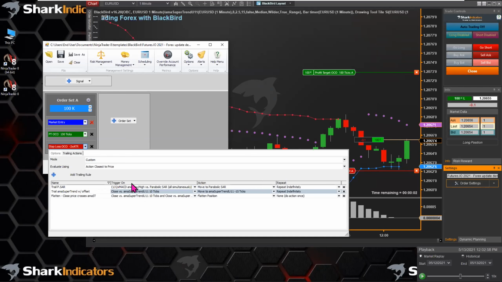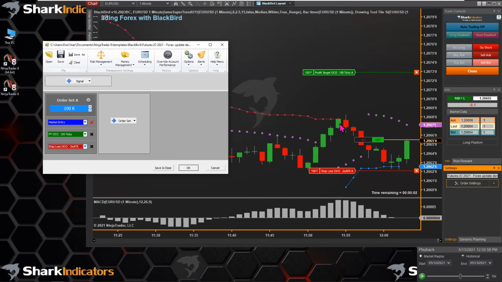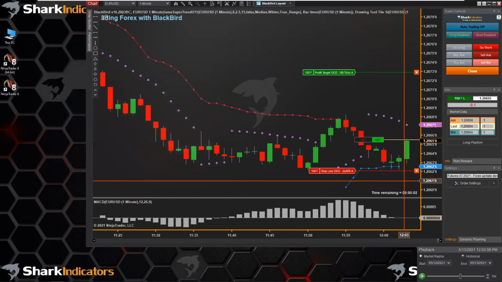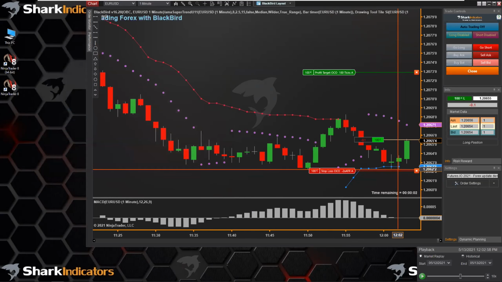So basically this trigger here is monitoring if price closes on the other side of the super trend, and then the command is going to be flatten that trade, right? So instead of waiting for the market to move all the way down and taking that full stop loss, if the market closes on the other side of the super trend, just get out right then and there, and minimize those losses instead of waiting for that stop loss to be hit. All right.